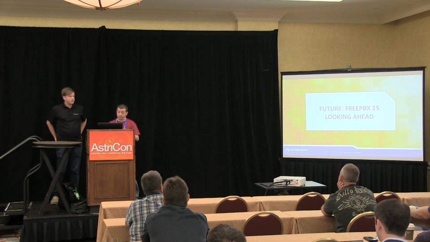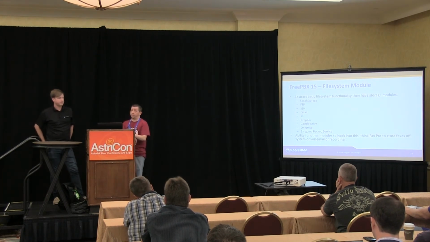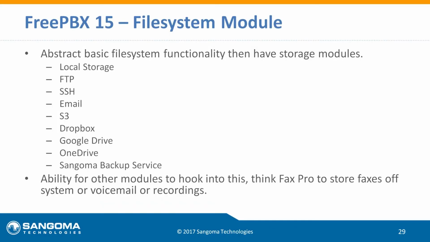So looking ahead toward 15, which we are currently working on, one of the really big things we want to do is create a generalized file system method, some features that we can store files. Right now, a bunch of different modules are storing files in different ways, like recordings, voicemail, if we want to keep them on the system. Faxes. Faxes, right. So it's just going to be files kind of scattered about the system. It makes sense to us how it's stored, but it's pretty nonsensical.